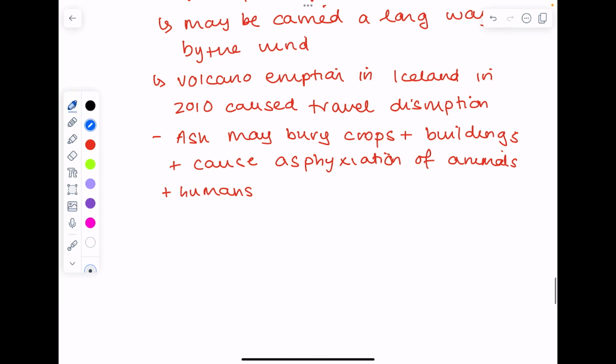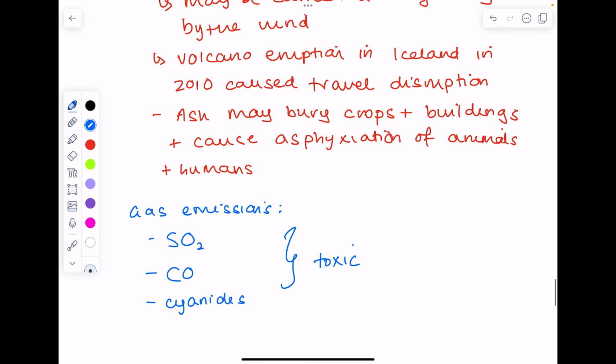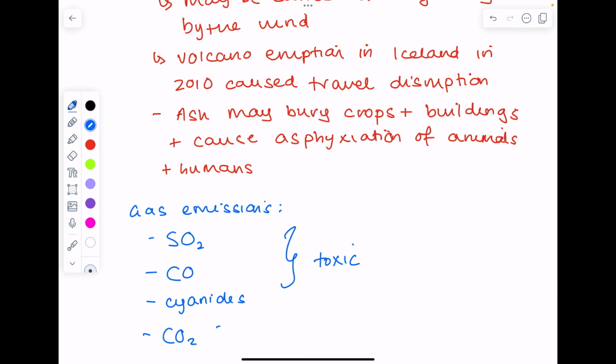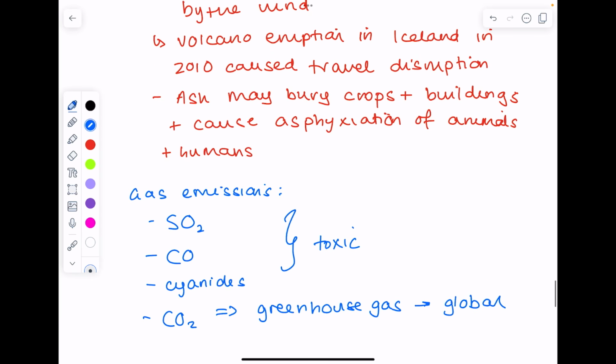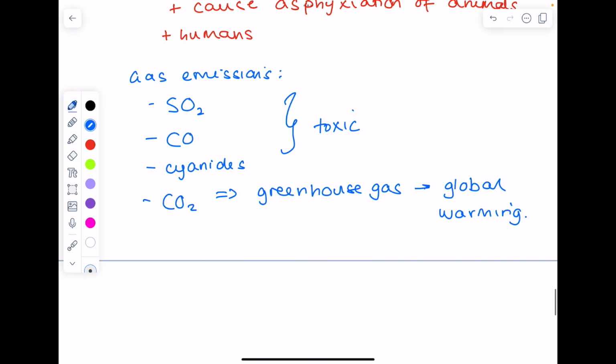Now, volcanoes belch an awful lot of toxic gases when they erupt. These include sulfur dioxide, carbon monoxide, and even cyanide. So these are highly toxic gases. Carbon dioxide is also released, but it's not toxic. But it is a greenhouse gas which can contribute to global warming. Sorry about how I've written those symbols, but I am a chemist, so that's why I've written the chemical formulae of those gases.